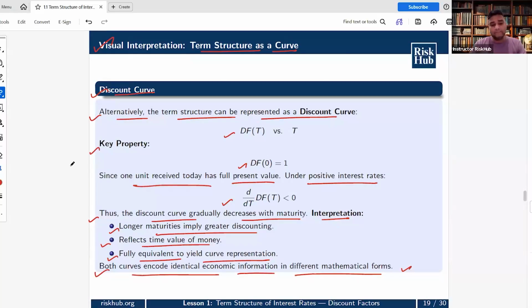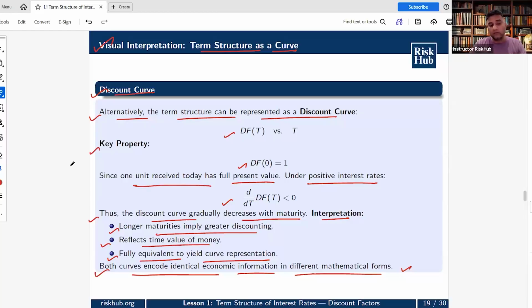So again, DF of capital T plotted against capital T. Horizontal axis maturity, vertical axis discount factor. Formula 1 is DF of 0 equals 1. Formula 2: the derivative of DF of capital T with respect to capital T is less than 0, so the discount curve slopes downward. The negative rate exception was covered on slide number 8. DF of 0 equals 1 means money paid today needs no discounting.